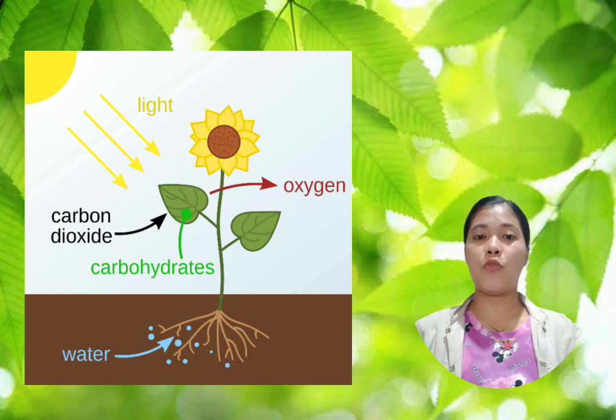So the process of photosynthesis in plants is to transform water, sunlight, and carbon dioxide into oxygen and simple sugars that the plant uses as fuel.